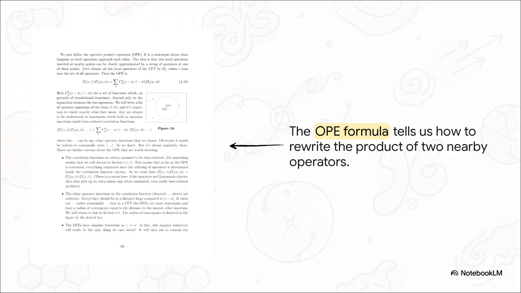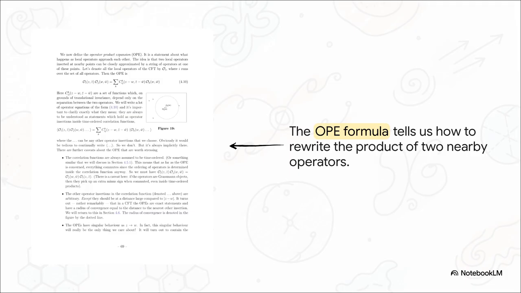Now, I know this formula looks a little intimidating, but let's just translate it into plain English. On the left, you've got two operators, O1 and O2, getting uncomfortably close. The OPE is telling us we can just swap that whole interaction out for the sum you see on the right.